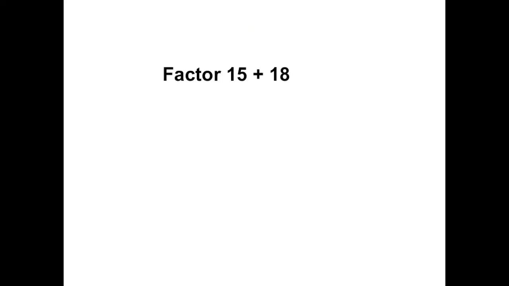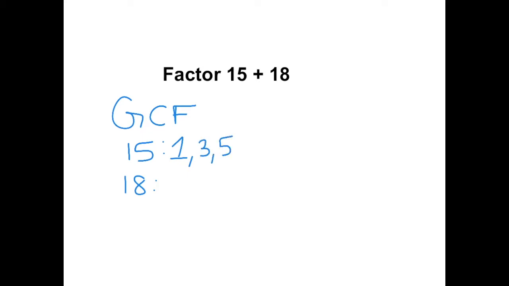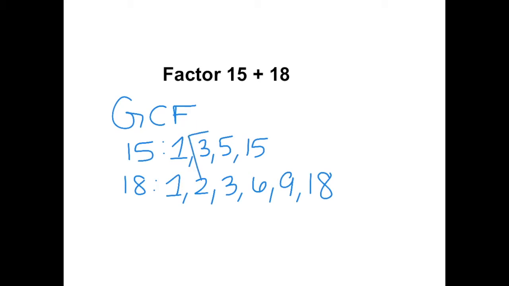Factor 15 plus 18. So first we need to find the greatest common factor between 15 and 18. So let's make a list of all of the numbers that they can be divided by. 15 can be divided by 1, 3, 5, and 15. 18 can be divided by 1, 2, 3, 6, 9, and 18. So the greatest common factor between them is 3.